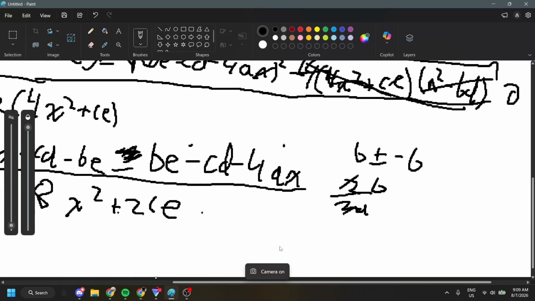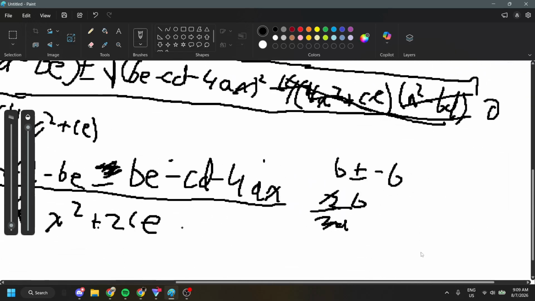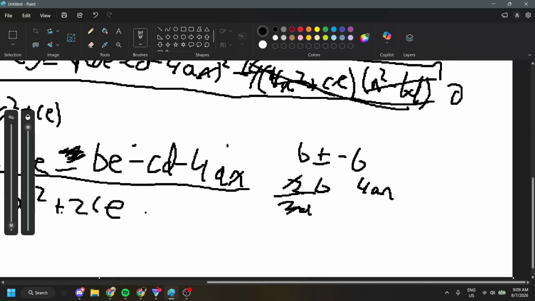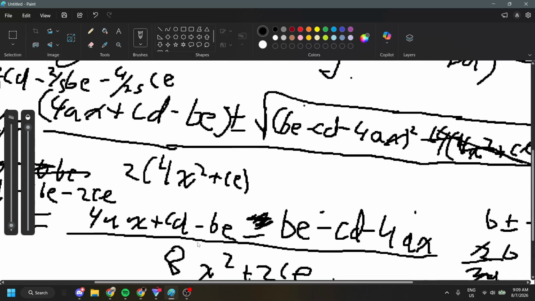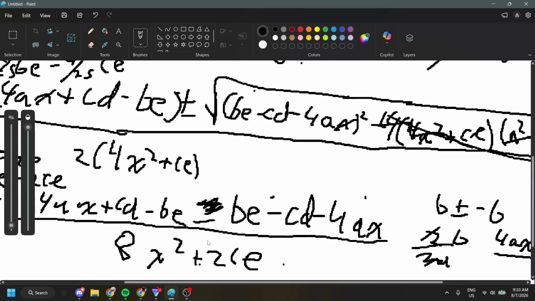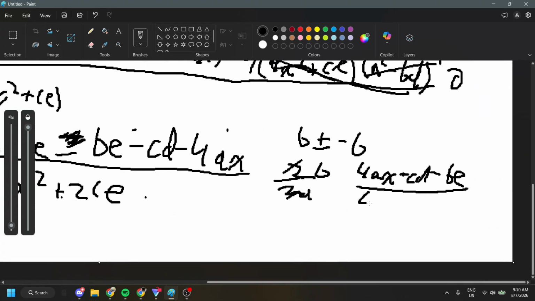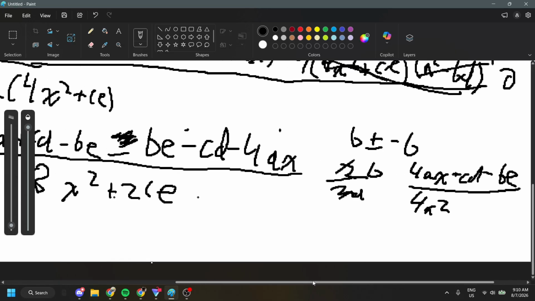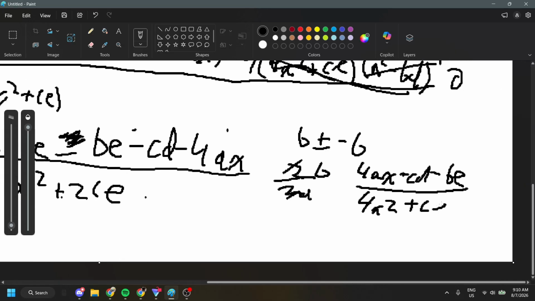So we have 4AX plus CD minus BE over 4x squared plus CE.